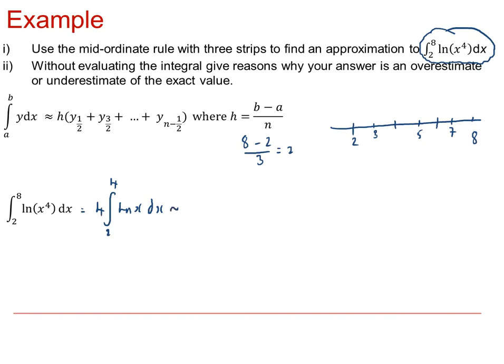Therefore, using the mid-ordinate rule, we can say that's approximately equal to 4 times, and then the mid-ordinate rule says that it's h, which we've decided is 2, multiplied by the sum of the ordinates, which is going to be log 3 plus log 5 plus log 7. And if you evaluate that, you find that the answer is 37.23.